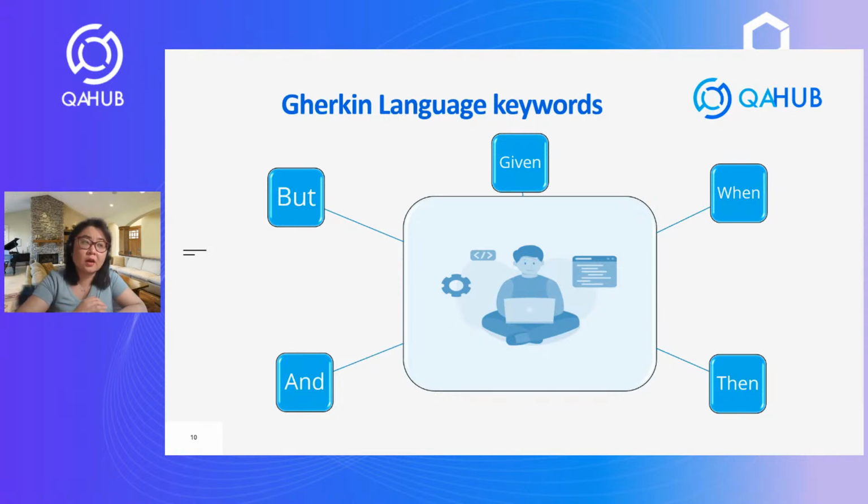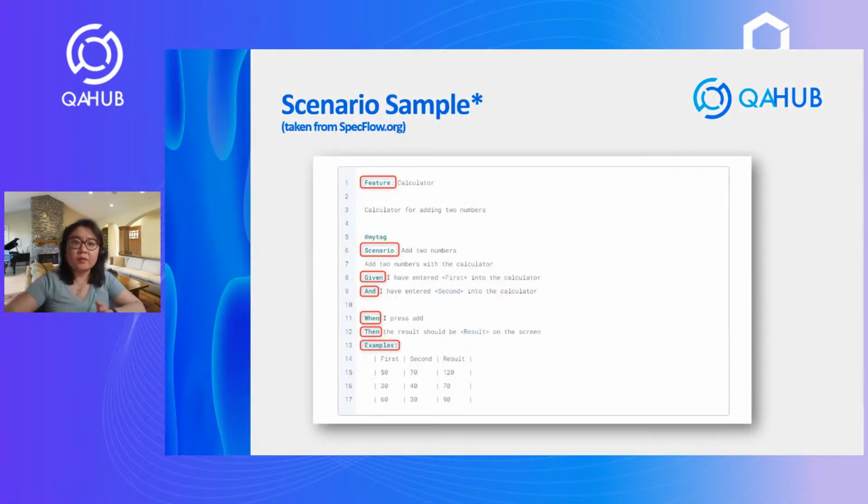Also, I didn't add this to the presentation, but I remember that we also have the asterisk, and you can make a bullet list. For example, if you have several Givens in this scenario, you can add an asterisk and make a bullet list, and the asterisk will work the same way. So that's almost all the keywords in the Gherkin language. And here you can see the scenario sample.